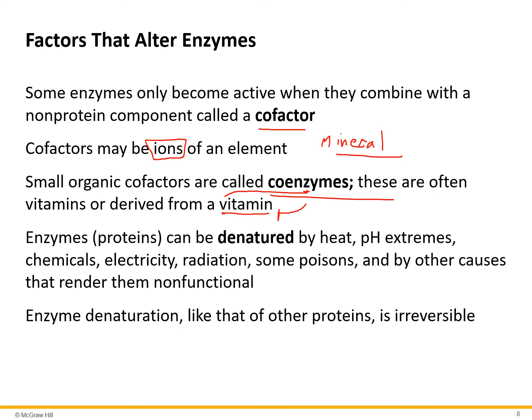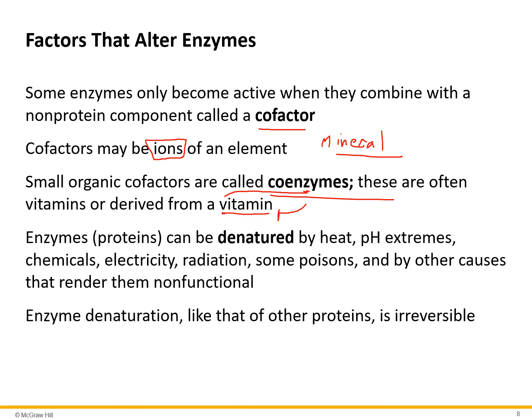So cofactors are ions or electrolytes or minerals. Coenzymes are vitamins. And so, for instance, if you need to take zinc during cold and flu season, it helps certain enzymes that will be needed in your immunity. The same thing is true for vitamin C, which is needed for a lot of things.